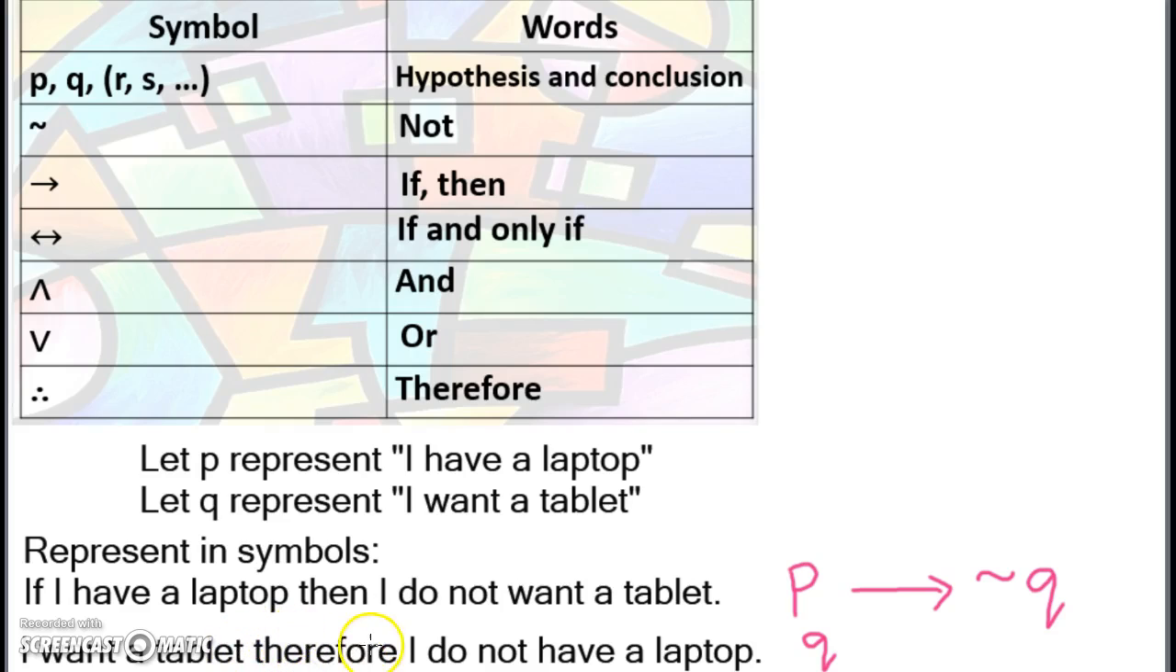And then it says, therefore. Well, the symbol for therefore is 3 dots in the shape of a triangle. So I'm going to make that symbol. And then after therefore, it says, I do not have a laptop. Well, I have a laptop is P. So I do not have a laptop would have to be not P. And that's how you use symbols to represent logic statements.